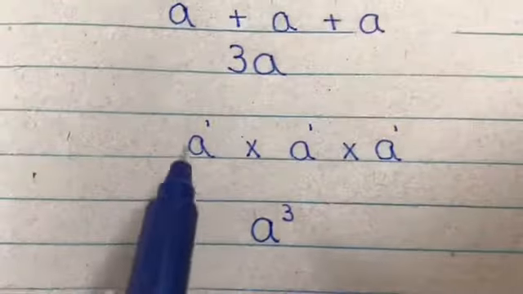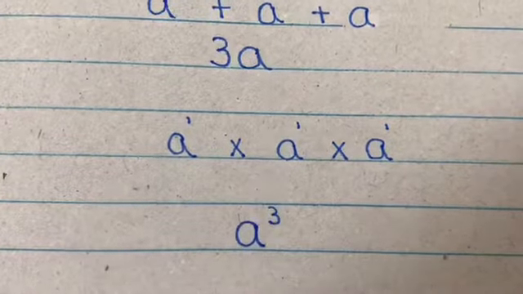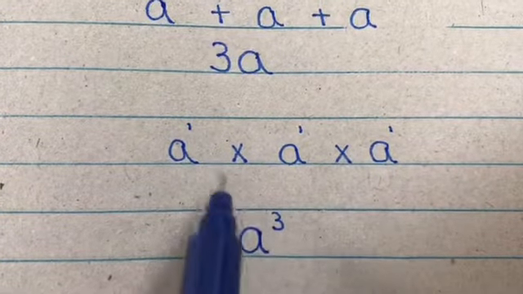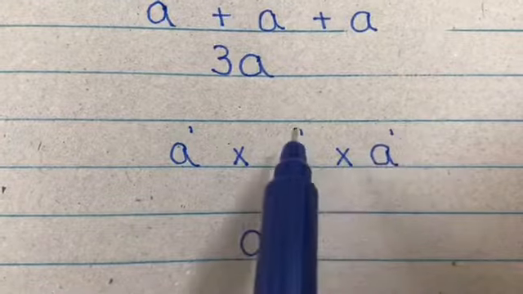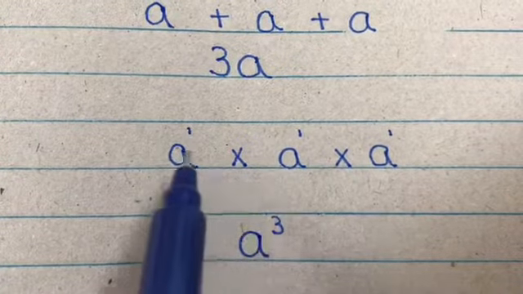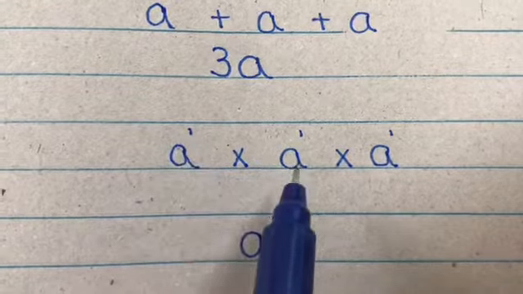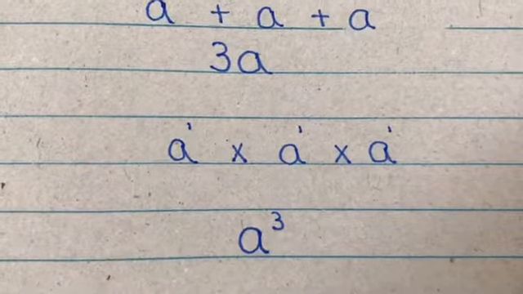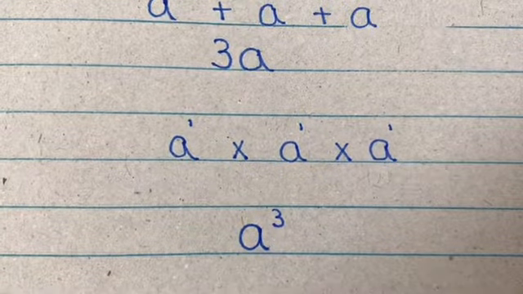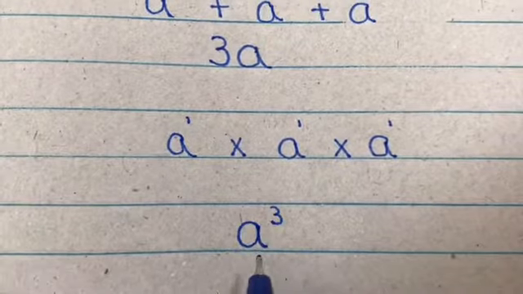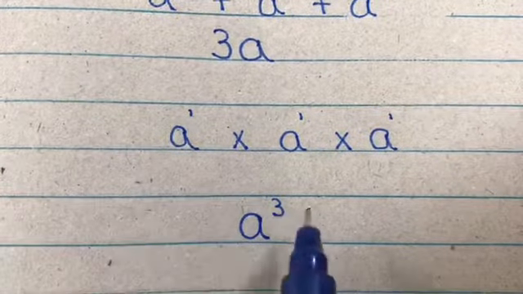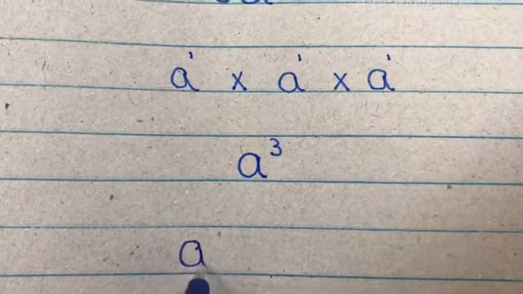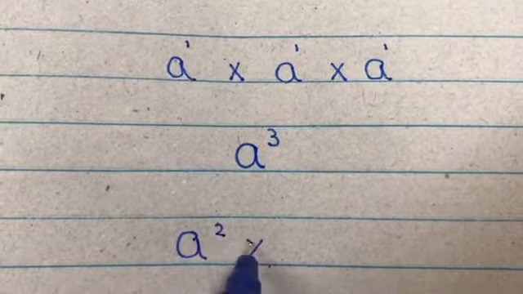So this is a power of 1. If there's no power, the power is 1. In multiplication, you write down the base. These are called bases, and these are the exponents. A is the base, and the base has a power of 1. Same base, so you are going to add up the powers. In multiplication, you just write down the letter once and add up the powers. For example, if I say a squared times a.